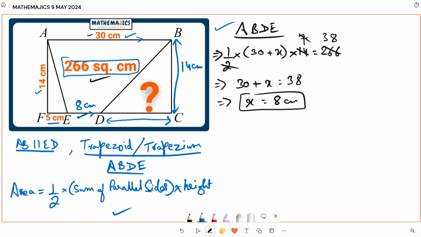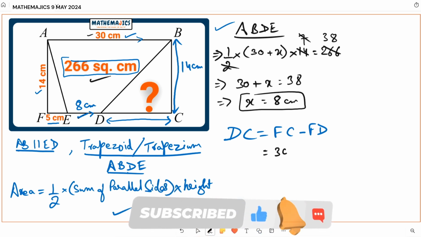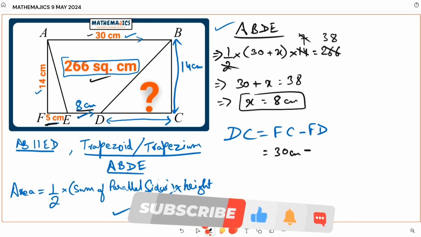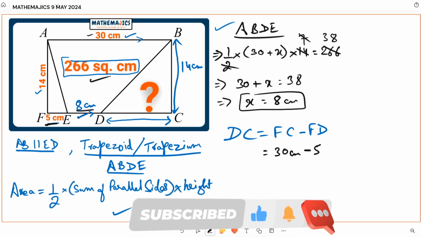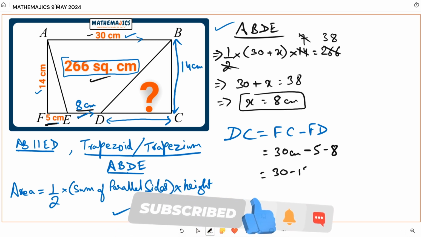Okay. Now we can easily find DC. What is DC? DC is nothing but FC minus FD. Correct? What is FC? FC is the length of the rectangle, that will be 30 centimeters, minus FD. FD will be a combination of 5 and 8. So 30 minus 5 minus 8, that will give us 30 minus 13.